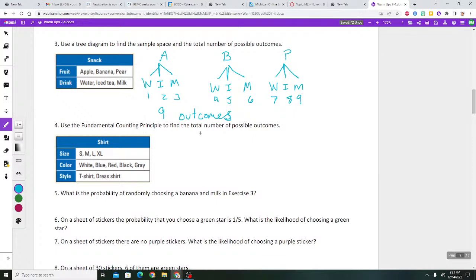So use the fundamental counting principle to find the total number of outcomes. So we have 1, 2, 3, 4 times 1, 2, 3, 4, 5 times 1, 2. Well, 4 times 5 times 2 is 40. So there's 40 outcomes. It says, what's the probability of randomly choosing banana and milk in exercise 3? So going up here, banana and milk appears only once. So we have 1 out of 9.